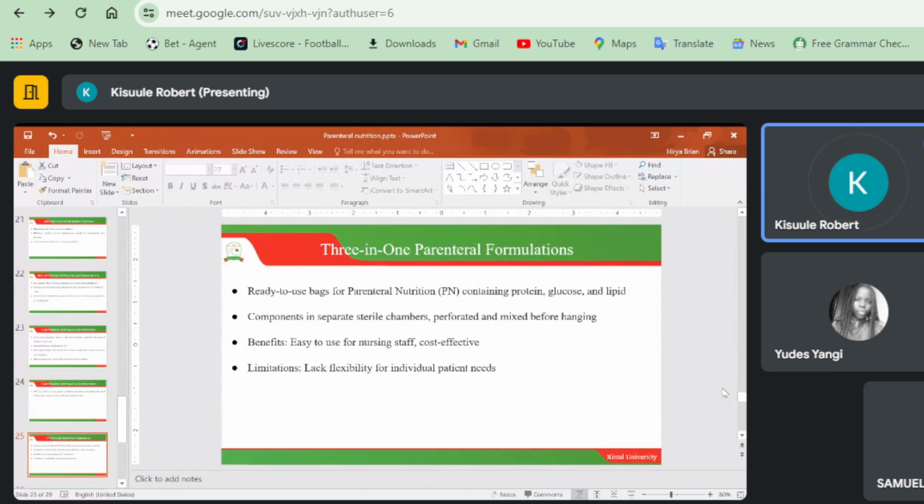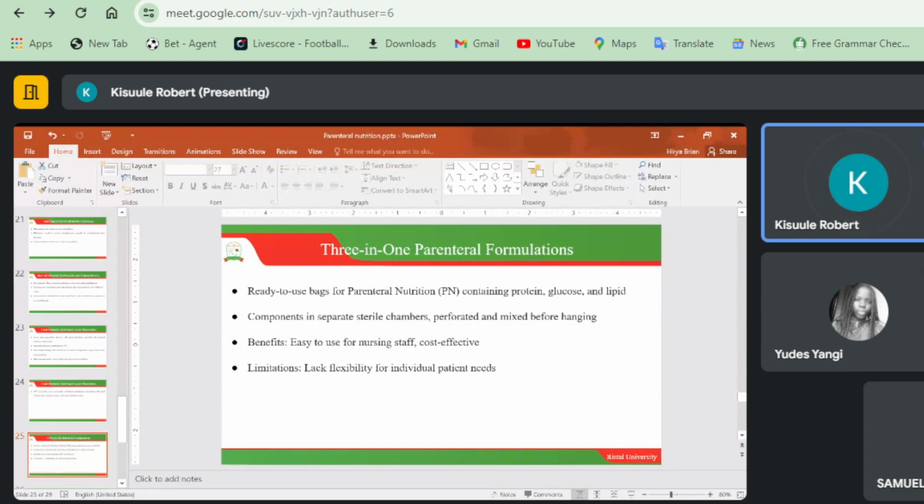At the end of the day, we are trying as much as possible to bring a person back to proper health. So what are the 3-in-1 parenteral nutrition formulas? These are ready-to-use bags of the parenteral nutrition containing protein, glucose, and the lipid. Those are the three major nutrients, like we all know, glucose representing the carbohydrate in this statement. So the components are in separate sterile chambers, perforated and mixed before hanging. And what are the benefits? It is easy to use for the nursing staff, and it is also cost effective. However, it limits flexibility of the individual patient needs.